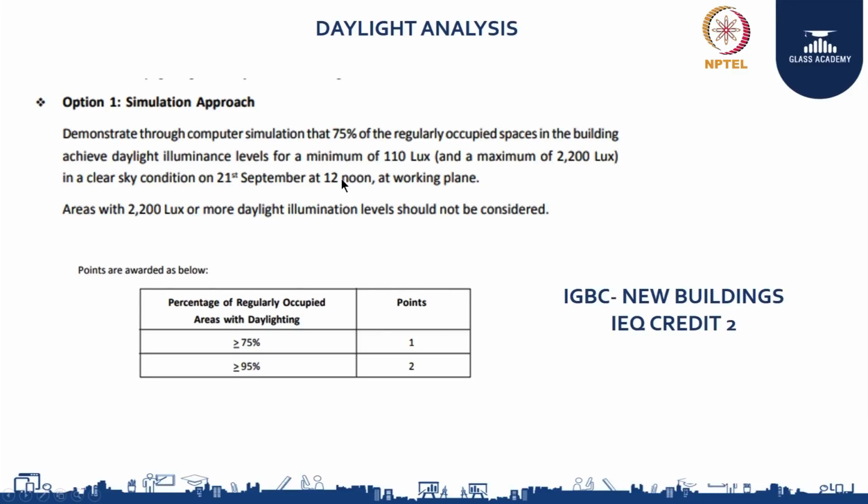For example, this is one such criteria from IGBC, which says that demonstrate through computer simulation that 75% of the regularly occupied spaces in the building achieve daylight illuminance level for a minimum of 110 lux and a maximum of 2200 lux in clear sky condition on 21st September at 12 noon. So this is what we have done.